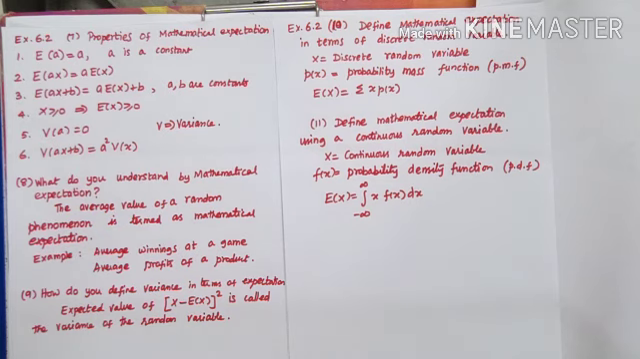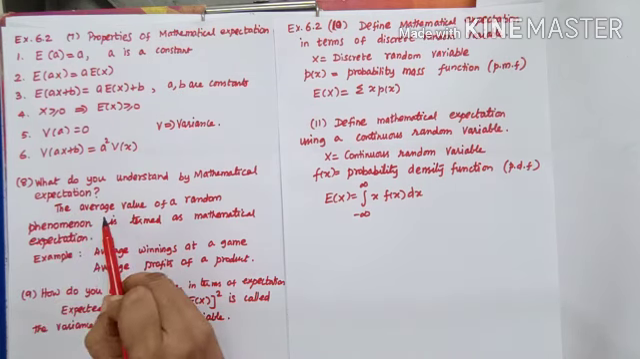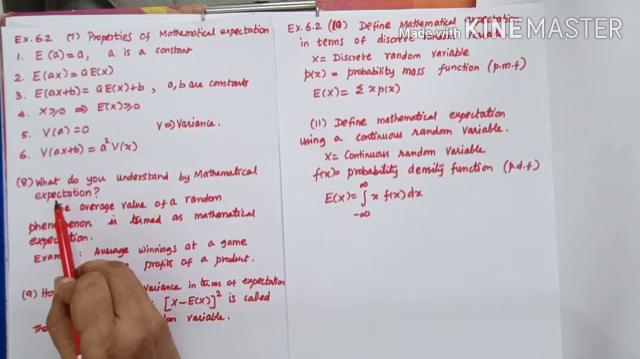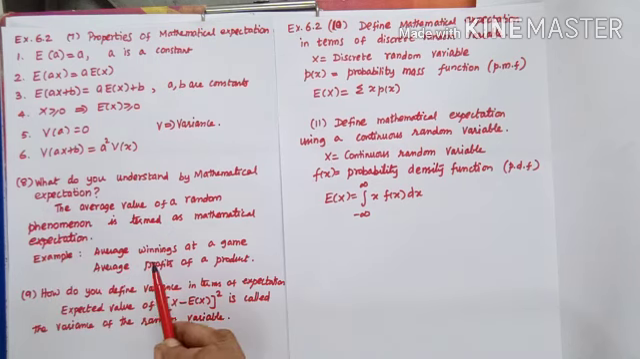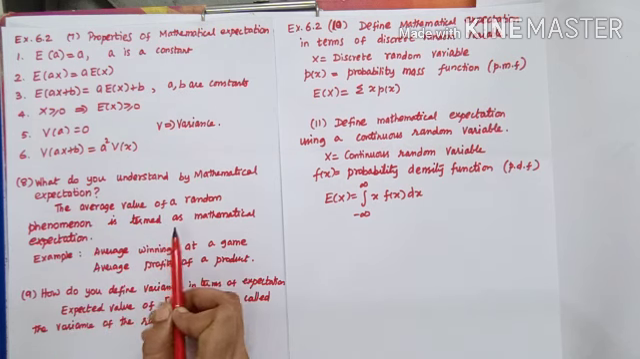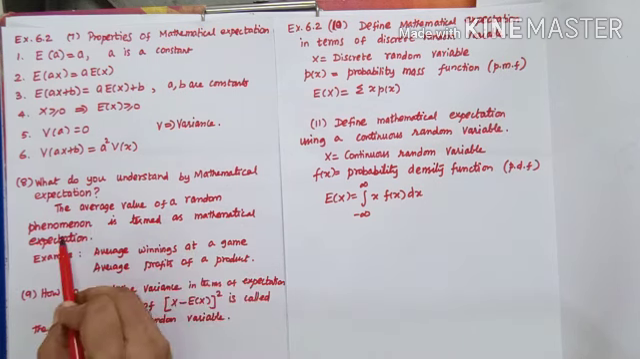Question number 8. What do you understand by mathematical expectation? Expectation is nothing but the average value of a random phenomenon. We already said it is derived from gambling, so we say average winnings at a game or average profits of a product. The average value of a random phenomenon is termed mathematical expectation. The main words are average value, and the phenomenon is a random phenomenon.